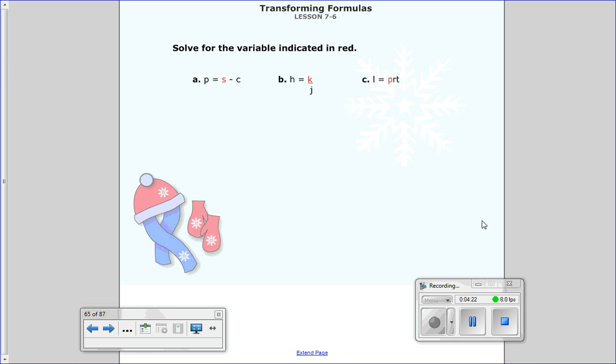All right, let's check our answers, shall we? In this one, you have P is equal to S minus C. I'm just going to rewrite this again so I have a little more space to write. On this one, I need to get S by itself. And I take a look.